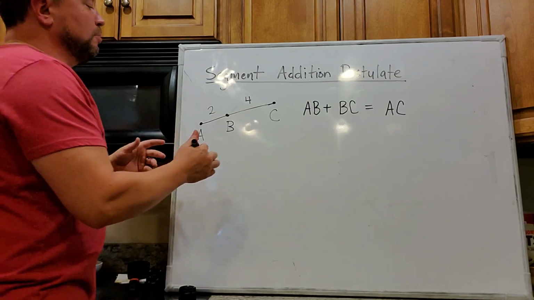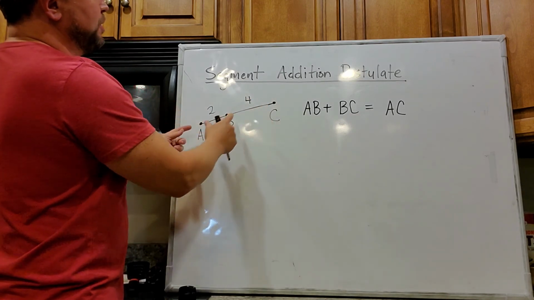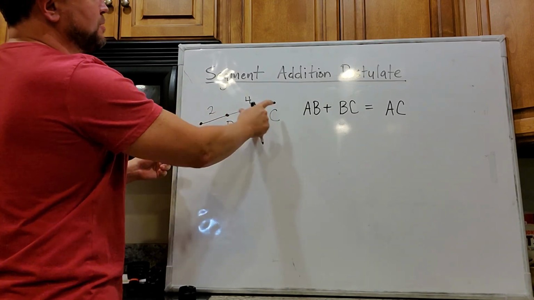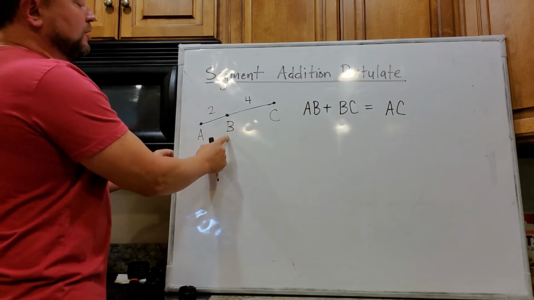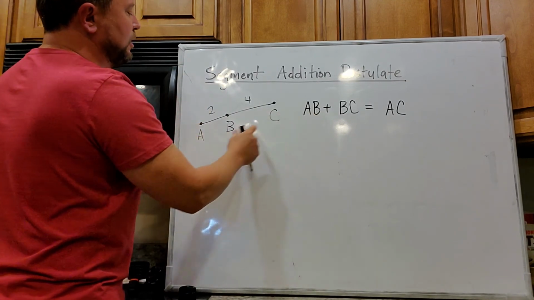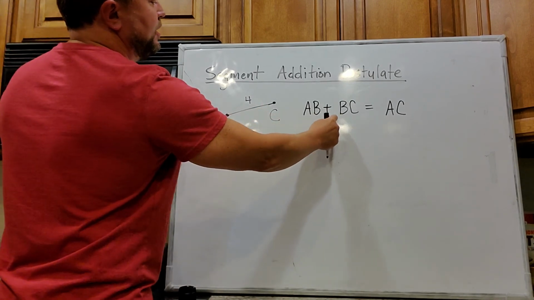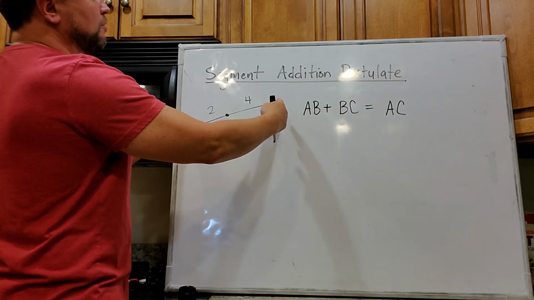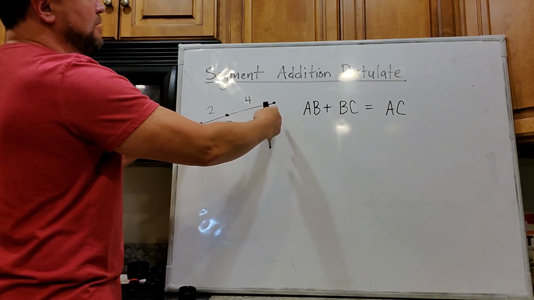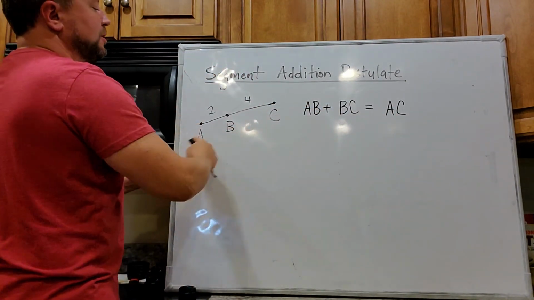If you look at my picture up here, I've got one overall segment split up into two smaller segments. And according to the segment addition postulate, this smaller segment AB, when added to BC right beside it, would give me a grand total of the full length of the segment AC. So AB plus BC equals AC.